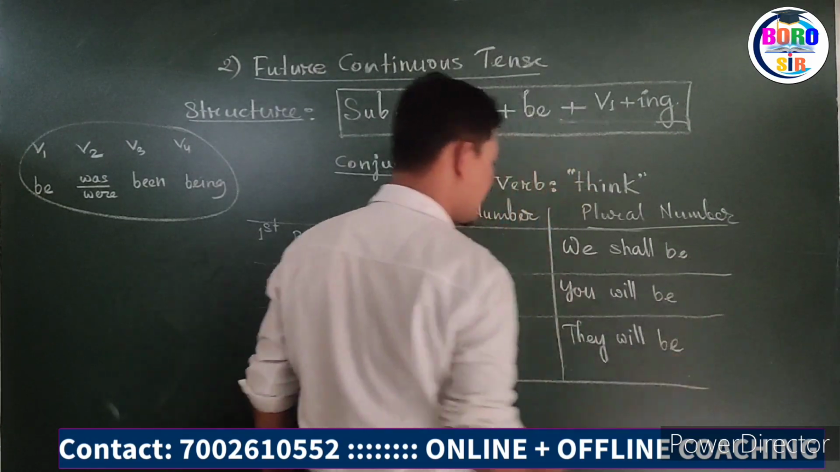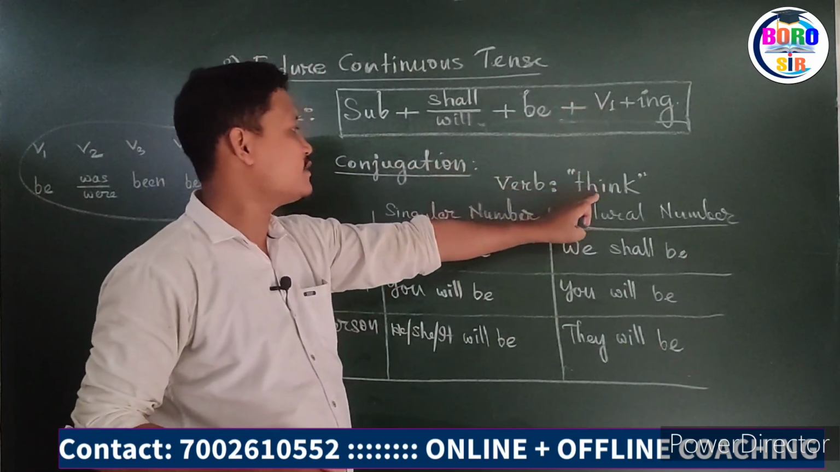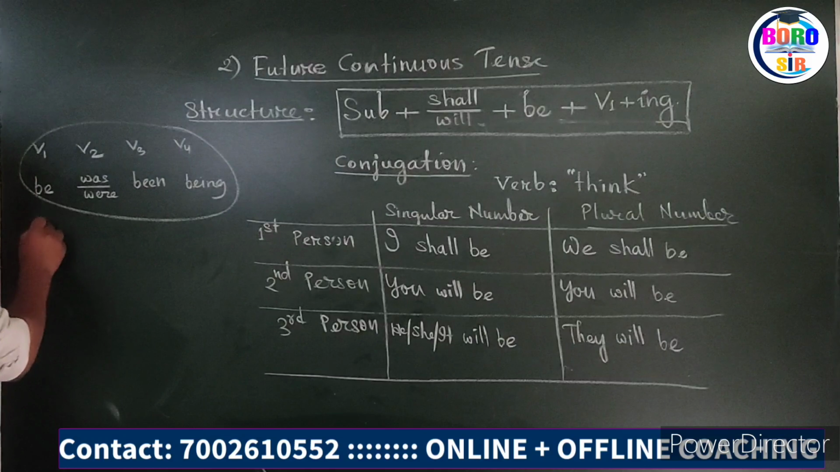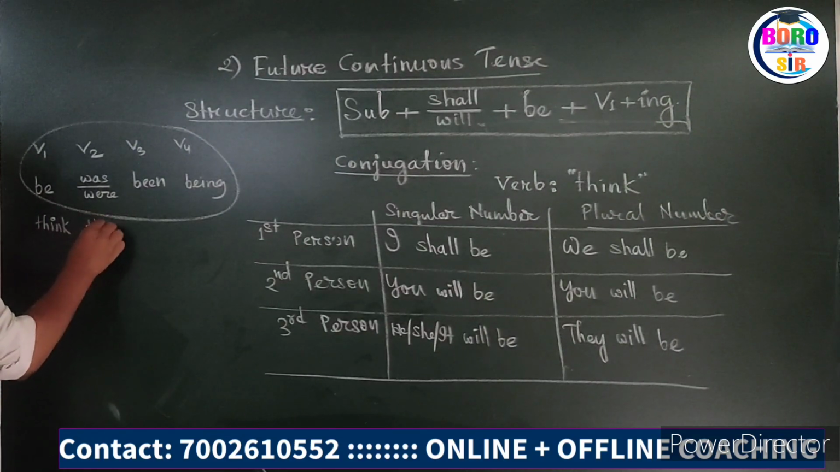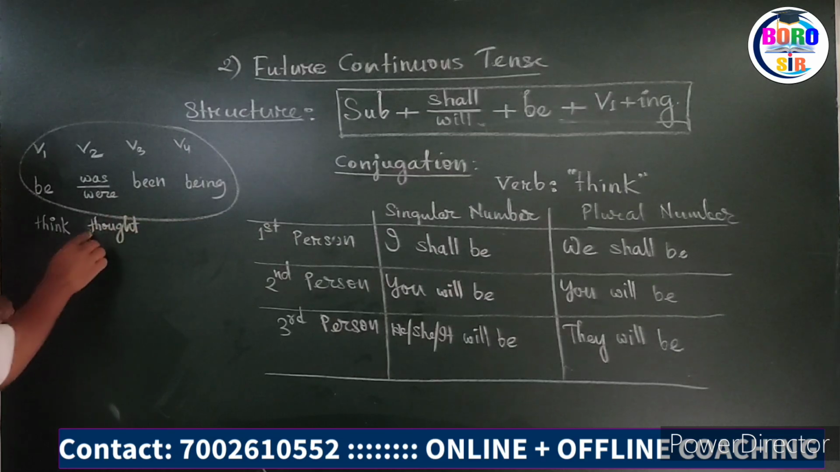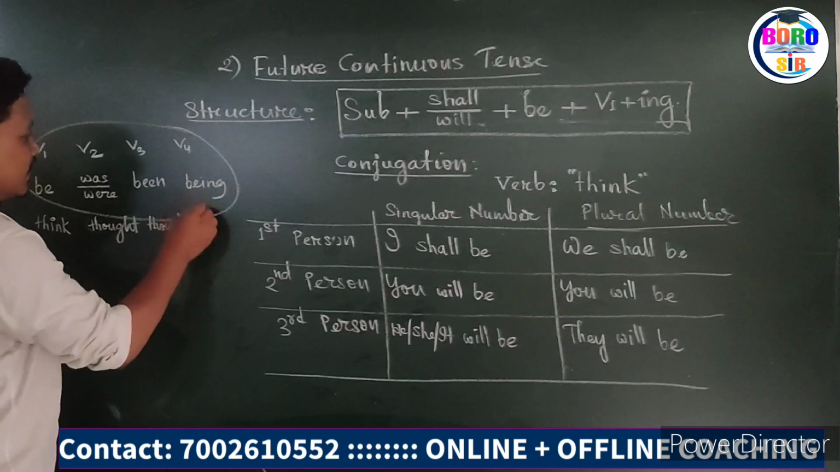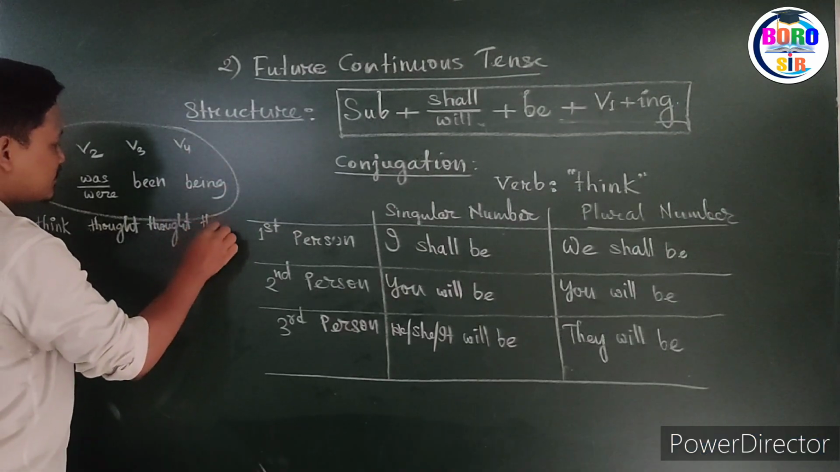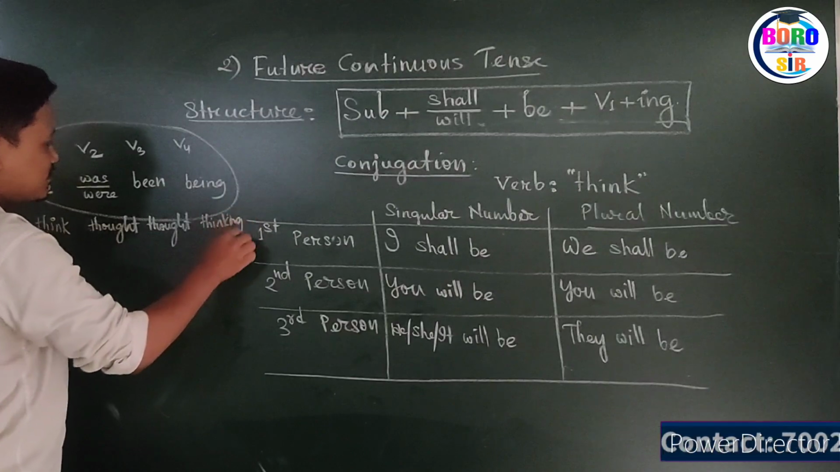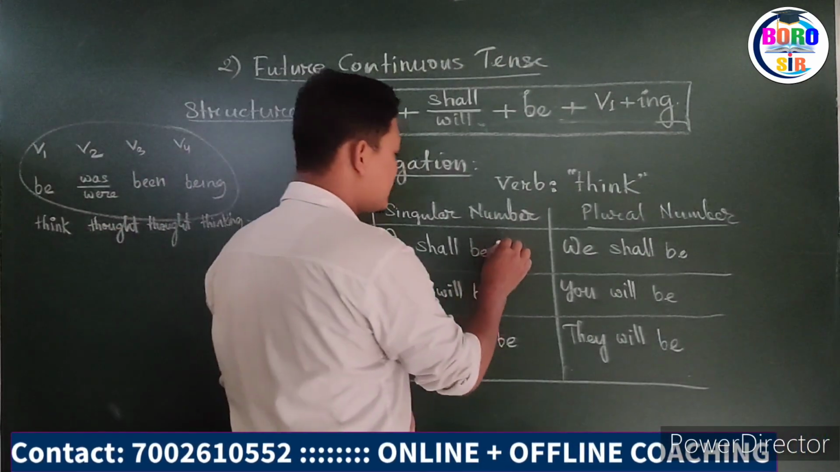Okay, I have finished. Now let us go for the main verb here. What is the main verb here? Think. So let me write here. What is the first form of think? It is think itself. Next, the verb number 2 of think is what? It is thought. Am I right? And the third one is also thought, right? And what about the fourth one? It will be thinking. So this verb number 1 plus ing will be here, so it will be thinking.